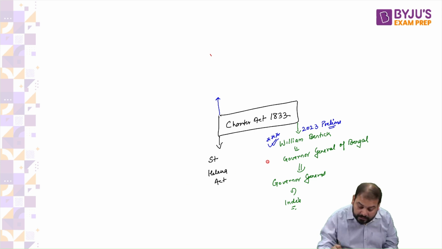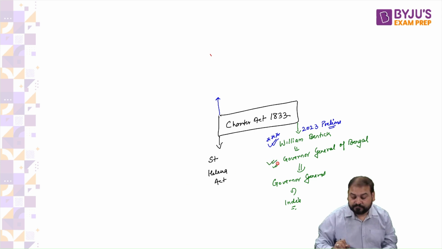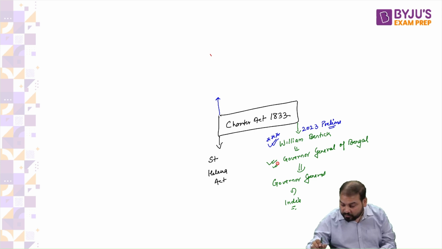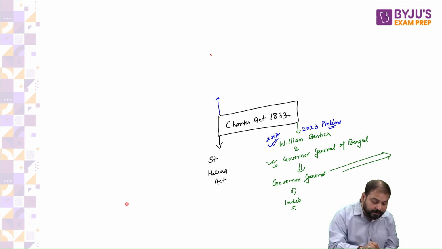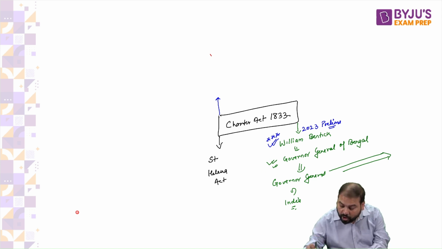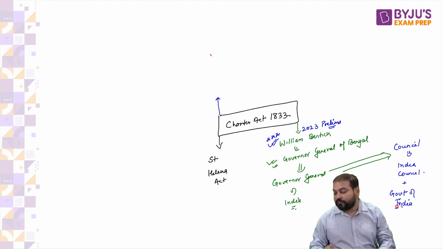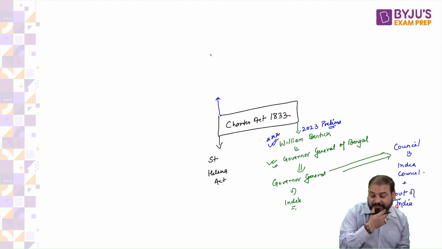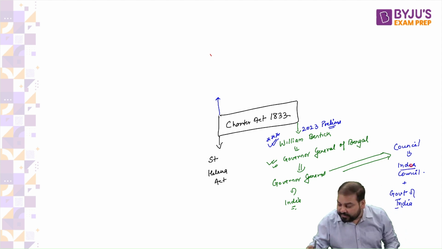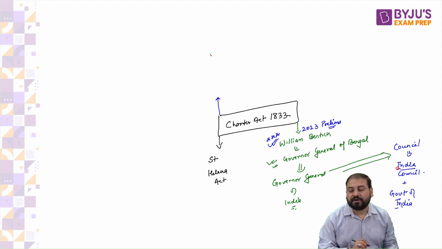Everyone, the most important point. So now, because he was called Governor General of India, his council was now called India Council, plus his government was now called Government of India. Everyone, do you understand why this is being done? Because he is now Governor General of India.